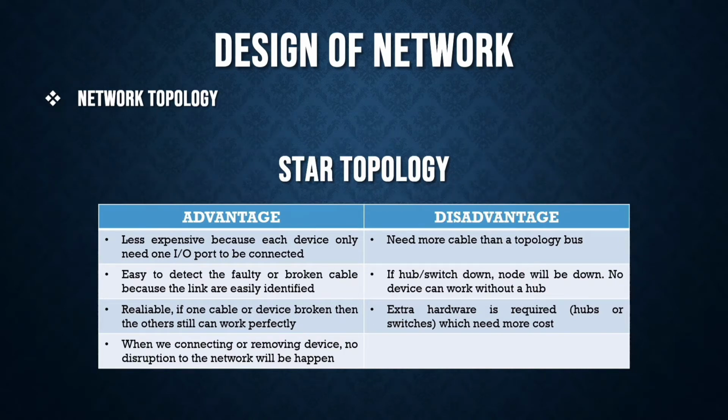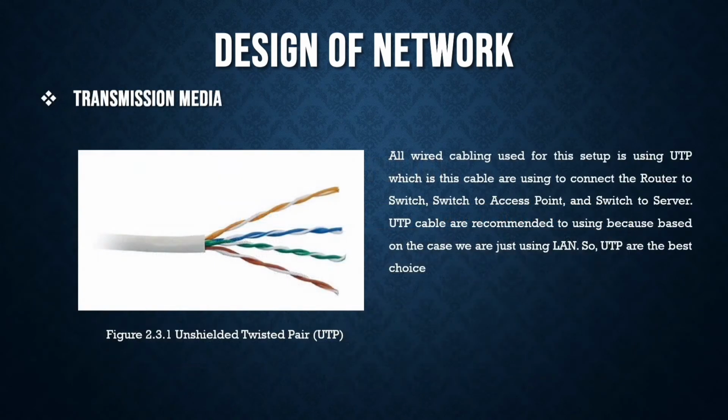For the disadvantages, we need more cable than the bus topology. Next, if the hub or switch goes down, the whole network goes down. No device can work without the hub. The hub is like a lever for the network. Next, extra hardware is required, a hub or switch, which needs more cost to make this topology.